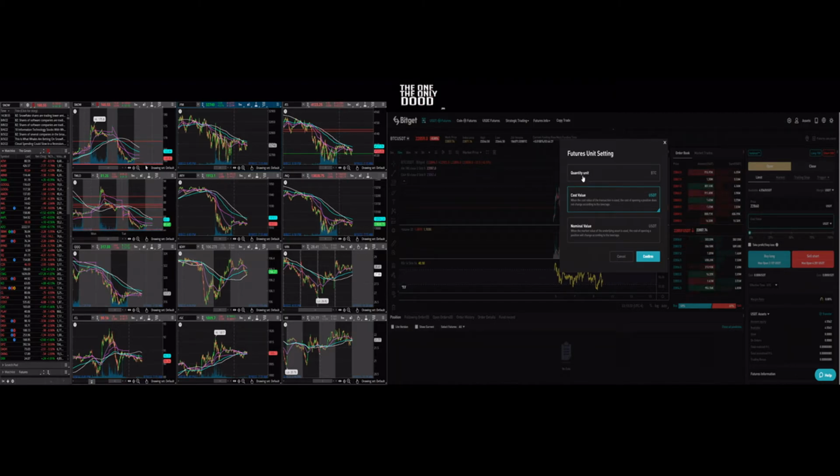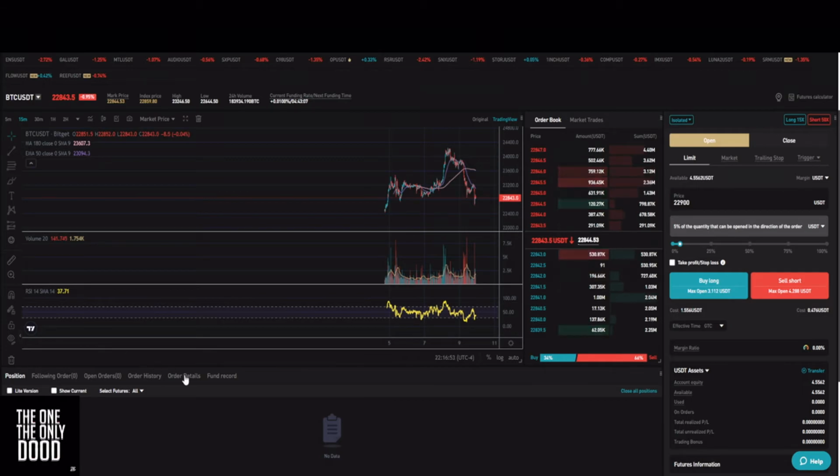Quantity unit and nominal value, do not use them, guys. Use cost value. That's how Femex and Bitget and all the other exchanges primarily use it by default. So you guys just want to use cost value. It's what I use, and I recommend you guys use it as well. All right, so that's that.